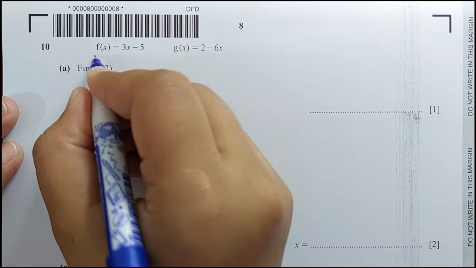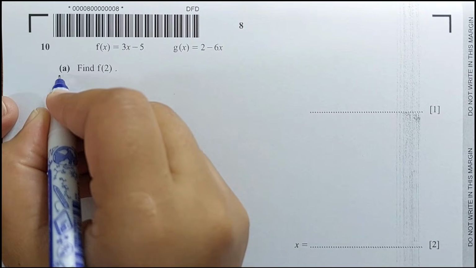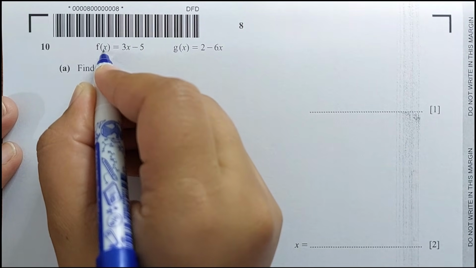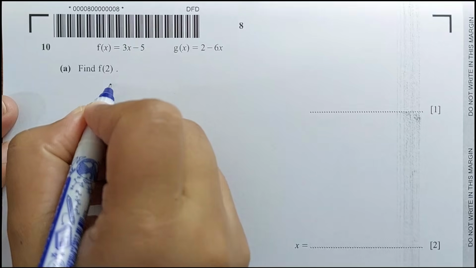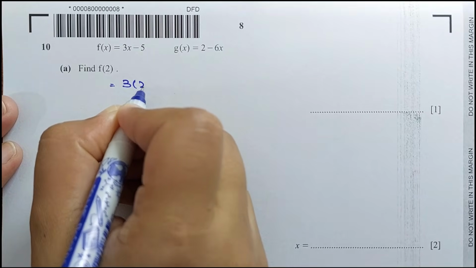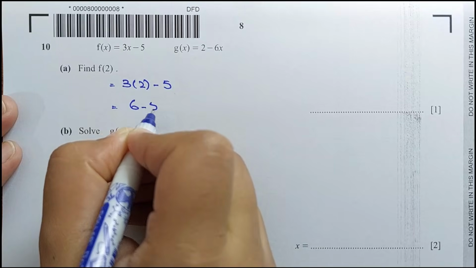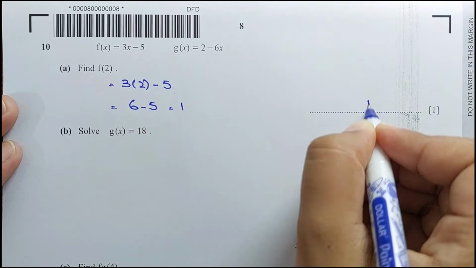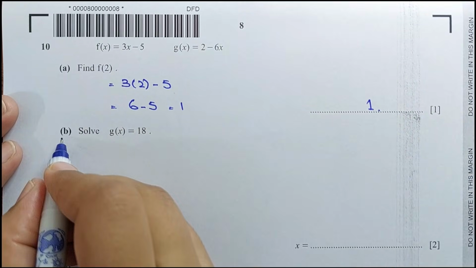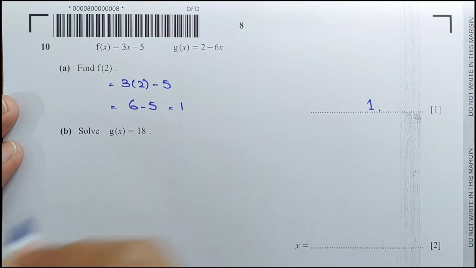Question number 10, we have a function f of x and g of x. Part A, find f of 2. Just replace the x value with 2. So f of 2 is 3 times 2 minus 5. 3 times 2 is 6, and 6 take away 5 is just equal to 1.